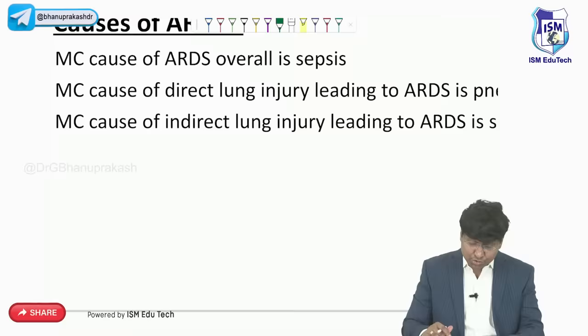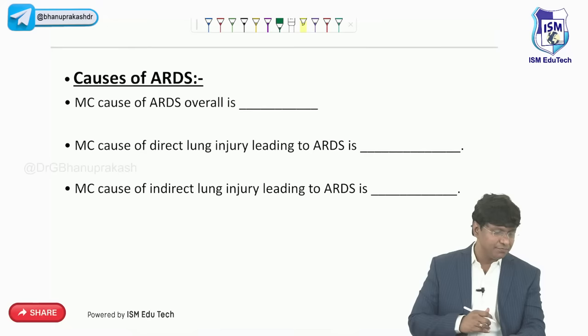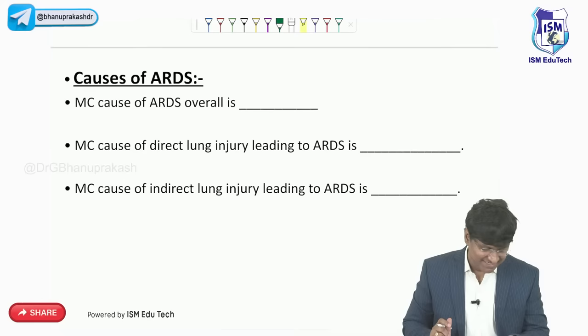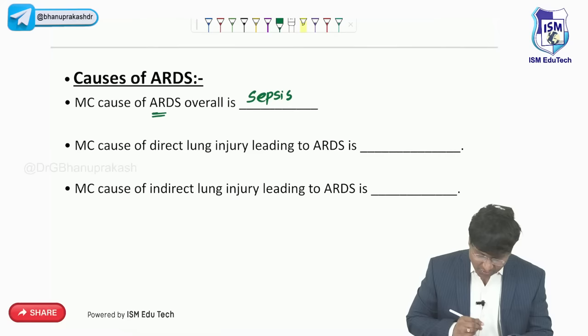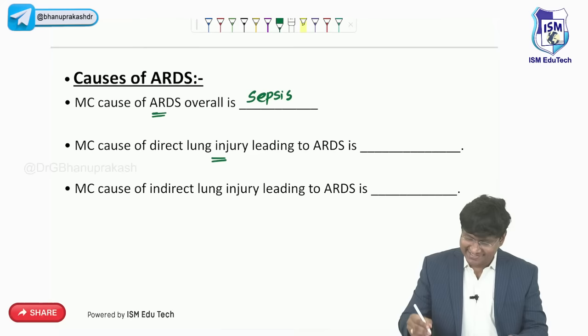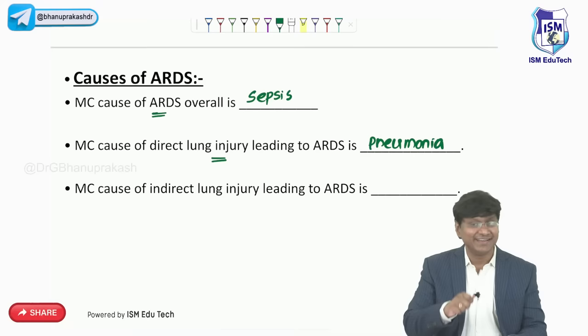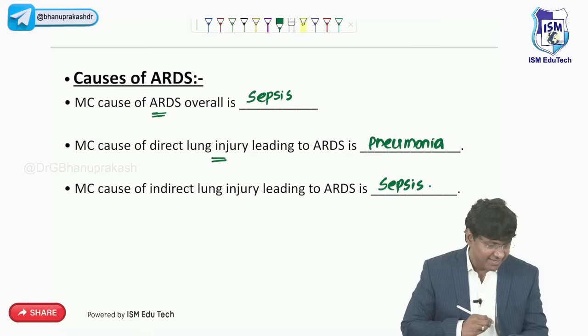And you should know overall, what is the most common cause for ARDS? Most common cause of ARDS overall will be sepsis. And the most common cause of direct lung injury leading to ARDS is pneumonia. Whereas the most common cause of indirect lung injury leading to ARDS will be sepsis. So please remember, these are very, very important points.